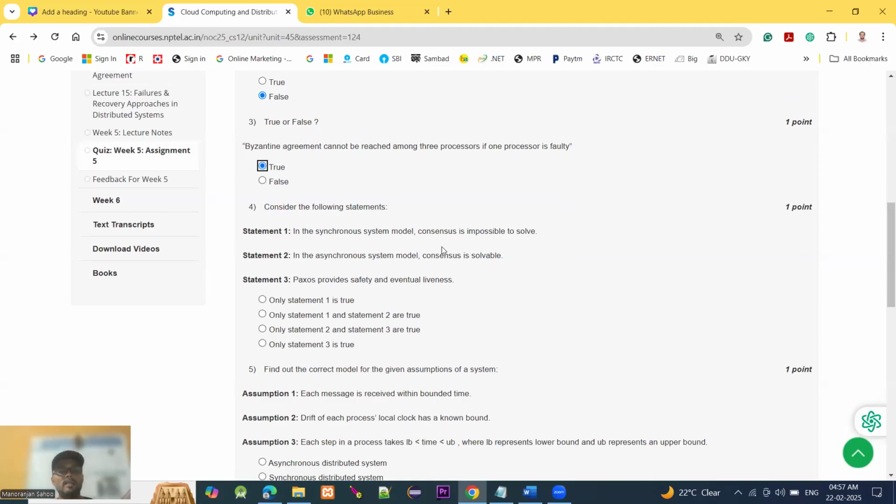Moving to question number 4, consider the following statements. Statement 1: in synchronous system models, consensus is impossible to solve. Statement 2: in asynchronous system models, consensus is solvable. Statement 3: Paxos provides safety and eventual liveness. Choose the correct option, only statement 3.